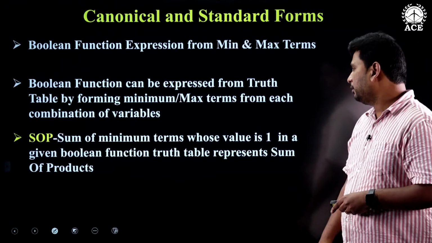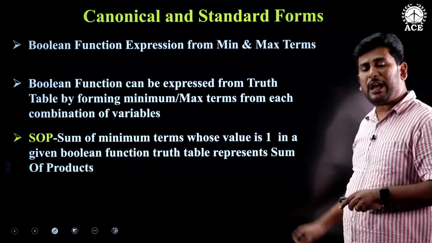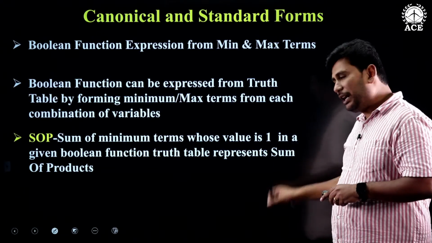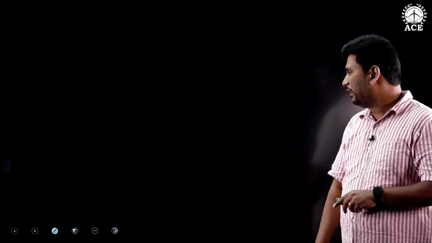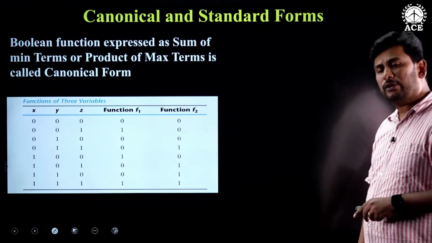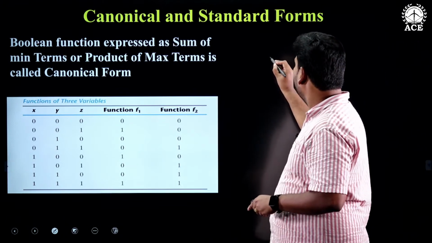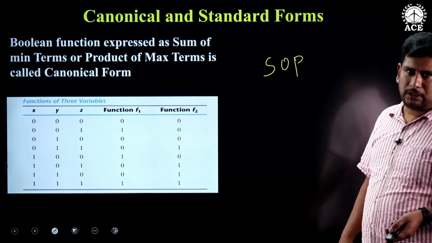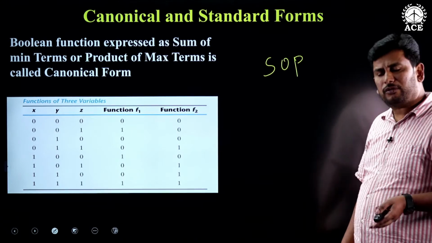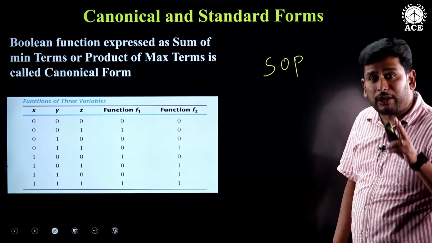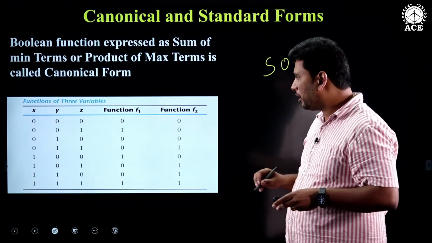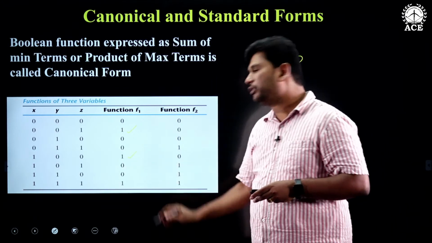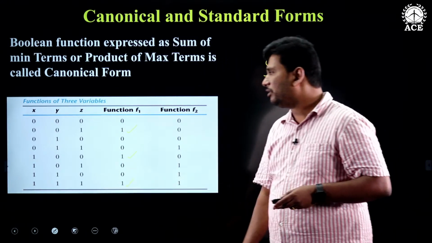Okay. Now in SOP, we have certain terms which are included whose value is 1 in your Boolean function, and that we have to represent. Let me try to show you. So look at function f1. I want to express it as sum of products. From your truth table, find out the combinations of x, y, z for which f1 equals 1. What are they? 0, 0, 1, then 1, 0, 0 and 1, 1, 1.